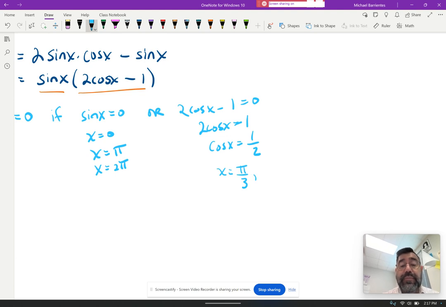Or it's also positive 1/2 at 5 pi over 3. So at these two angles, when I take the cosine of these angles, it equals positive 1/2. Again, there are others, but within the window of 0 to 2 pi, those are the only ones that work.